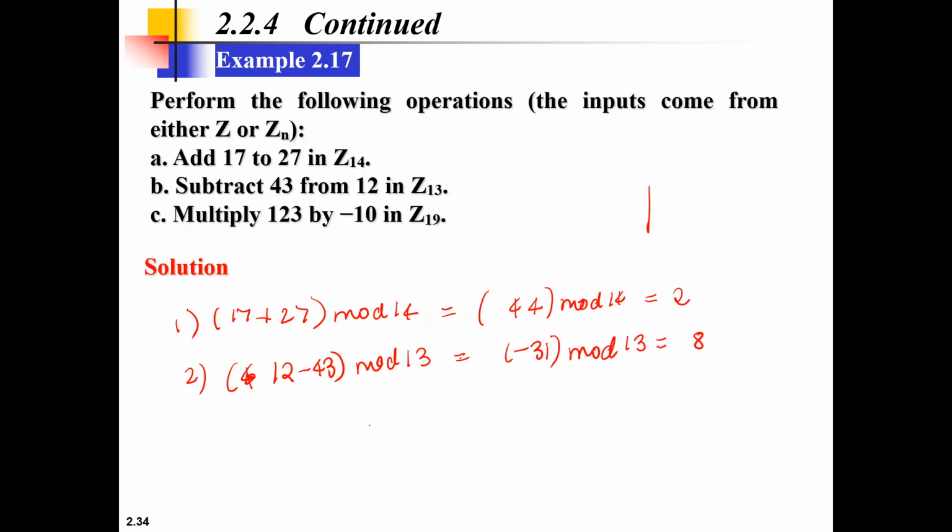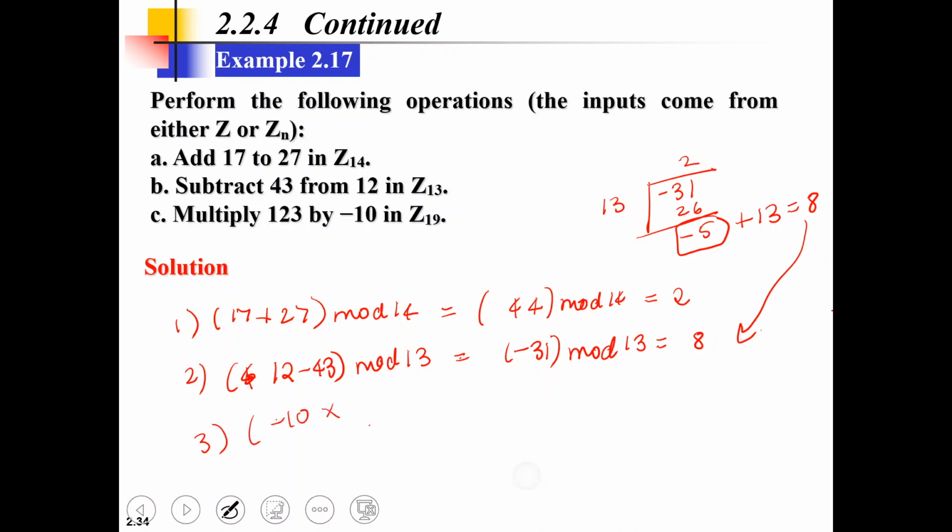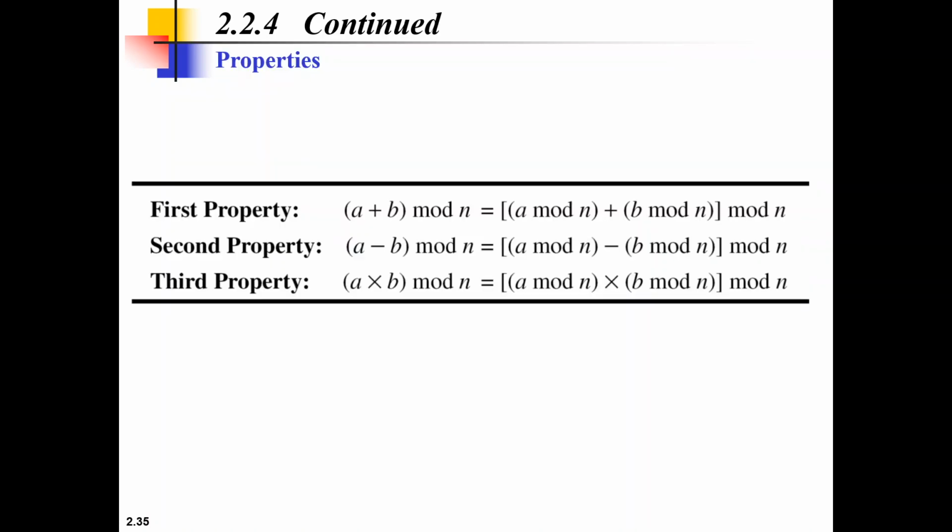So how has this been solved? This is minus 31 mod 13, so you get 26 here. The answer is minus 5, but to minus 5 you are adding 13. That is the reason your answer is 8. Then the third will be: multiply 123 by minus 10 in mod 19. Okay, so you calculate this, and you will see that all these mathematical operations are working fine.